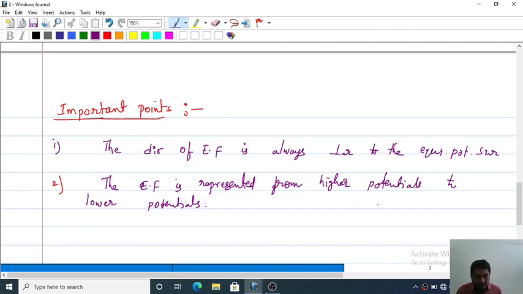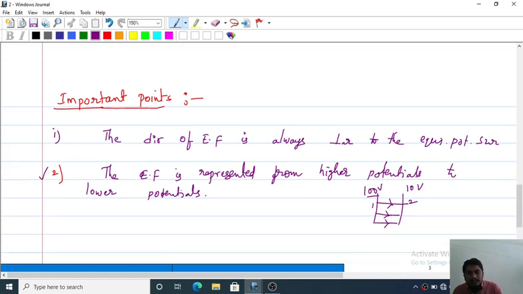For example, if you take two plates, one plate is at 100 volts and the other plate is at 10 volts. What is the direction of the electric field between the two plates? It is given by the second point. Electric field is represented from higher potential to lower potential. The first plate is at higher potential, the second plate is at a lower potential. Definitely the electric field is represented from higher to lower potential. This is the direction of the electric field.